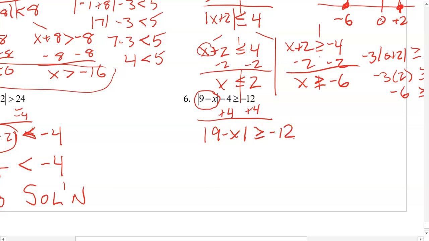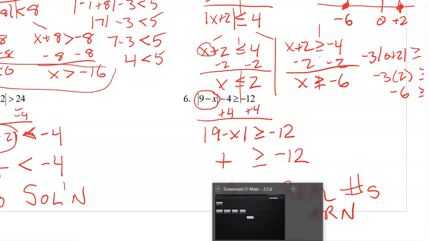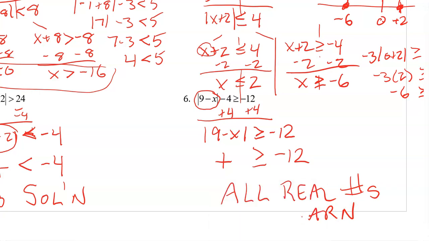Like in number 5, the absolute value, regardless of what x is going to be, is a positive number. And that positive number has to be greater than or equal to negative 12. What positive numbers are greater than or equal to a negative number? All of them. So all real numbers, or A-R-N. And that's the end of day 12.